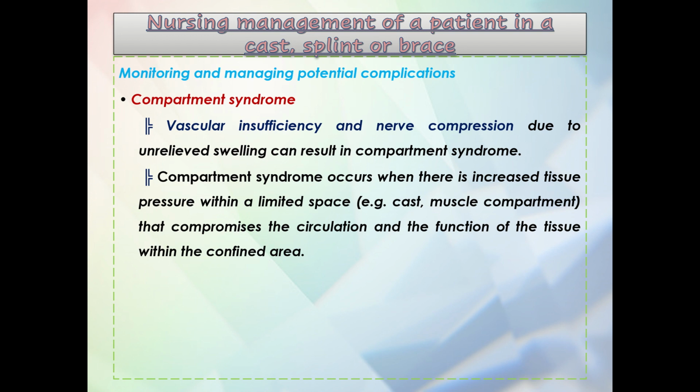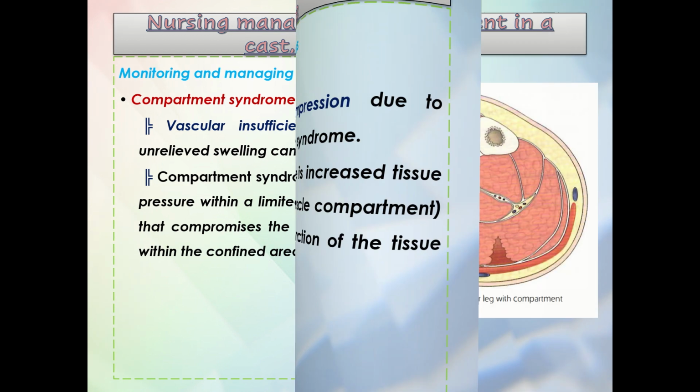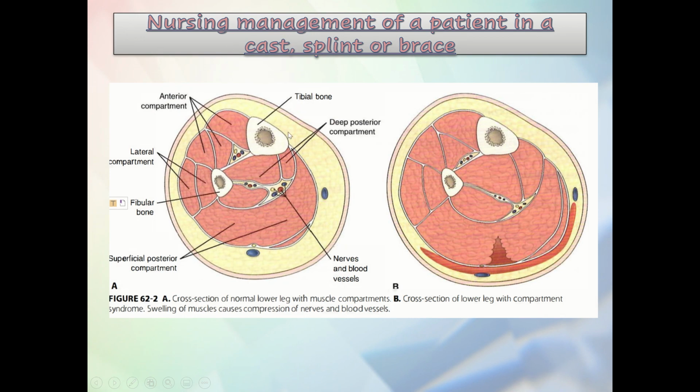For example, nakacast siya tapos meron pa tayong mga muscle compartments that compromises the circulation and the function of the tissue within the confined area. So here for you to visualize that. So ito yung mga muscle compartments natin. Okay, this is a normal lower leg. Ito yung mga muscle compartments natin. You have anterior compartment, lateral, superficial, deep. So ayan. And then ito yung mga associated na other body parts like tibial bone. Ito yung mga nerves and blood vessels. Ayan, fibular bone. So ito yung normal.